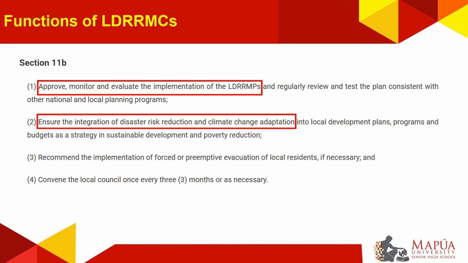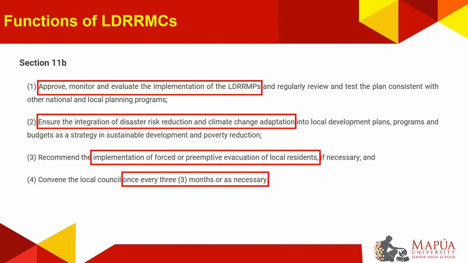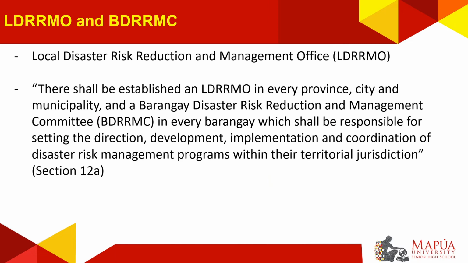Second, they must ensure the integration of DRRM and climate change adaptation into local development plans. Third, recommend the implementation of forced or preemptive evacuation to local residents. At times of turmoil and at times of disasters, the LDRRMCs are the ones to recommend when there should be an evacuation to certain areas. And lastly, to convene the local council once every 3 months or as necessary.